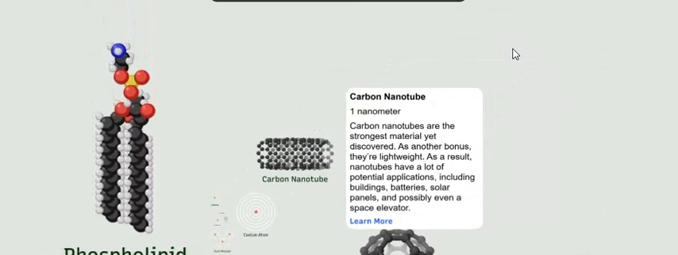Carbon nanotube, 1 nanometer. Carbon nanotubes are the strongest material yet discovered. As another bonus, they're lightweight. As a result, nanotubes have a lot of potential applications, including buildings, batteries, solar panels, and possibly even a space elevator.